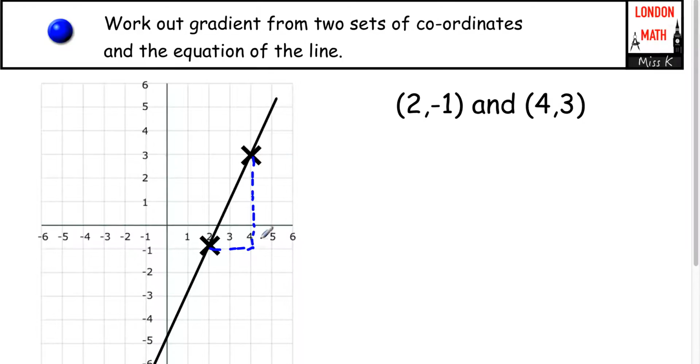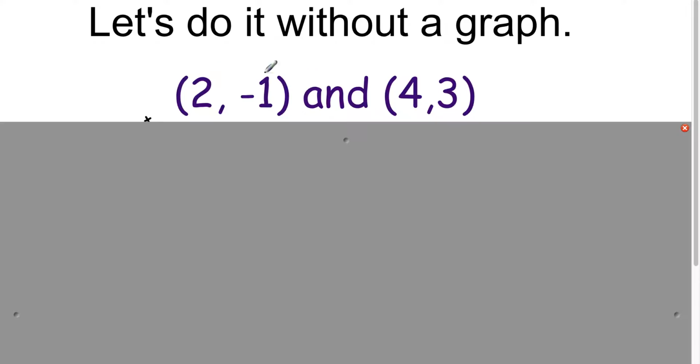and work out how many squares up on the y you are, 1, 2, 3, 4, and how many squares across on the x you are, 1, 2. Then you divide, so the gradient between these 2 points is actually 2. Now let's do this without a graph, because the examiner could give you a question where you don't actually have a graph.